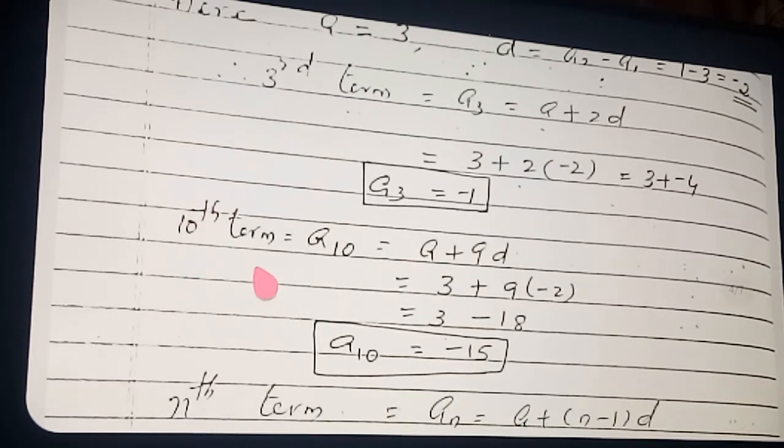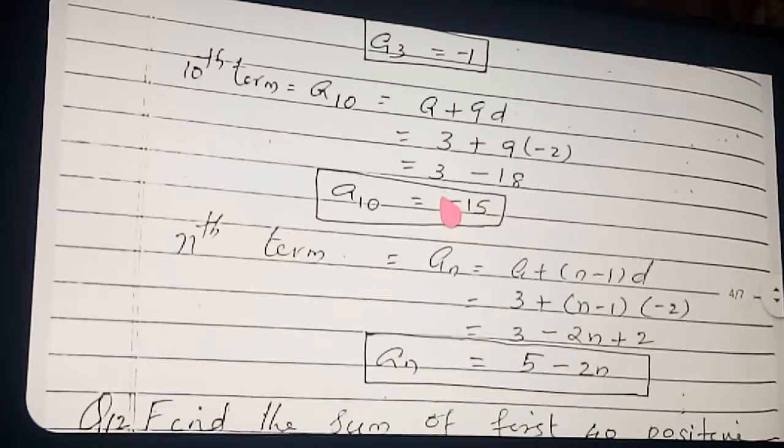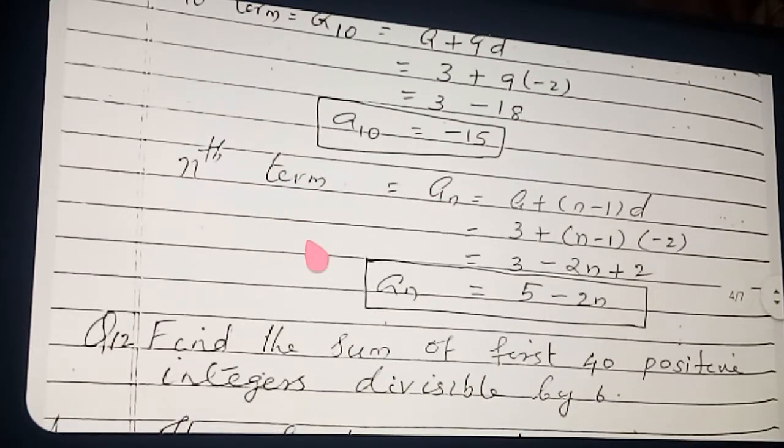Now the 10th term. What is the formula? A10. What is the short formula? A plus 9D. So 3 plus 9 into D. D is how much? Minus 2. So 3 plus minus 18. So what answer did you get? A10 you got as minus 15. Clear?